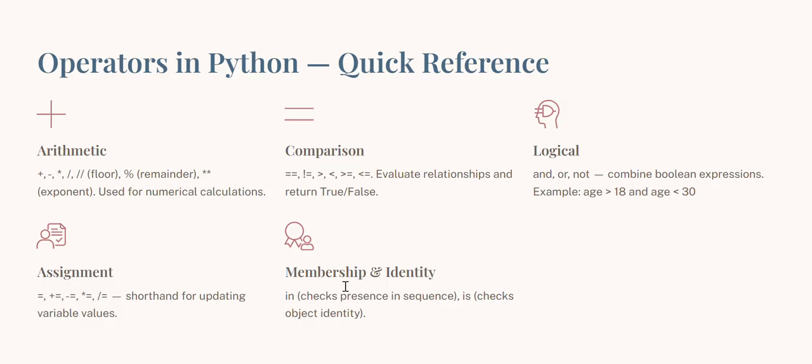Membership and identity operators. There are two things: the first is in and the second is is. In checks if you provided a sequence, and it will check whether the item is present in that sequence or not. And is will check the identity of the object. It is going to check that.